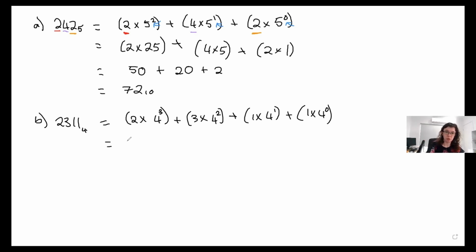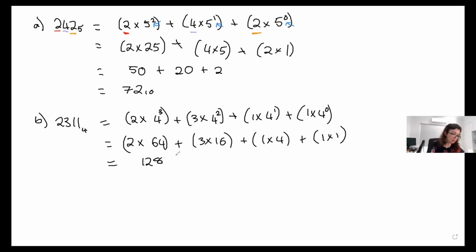So then we'll end up with 2 times 4 cubed is 64. No, hang on. Yeah, 64. Plus 3 times 16 plus 1 times 4 plus 1 times 1. So we have 128 plus 48 plus 4 plus 1, which will give us 181 base 10.